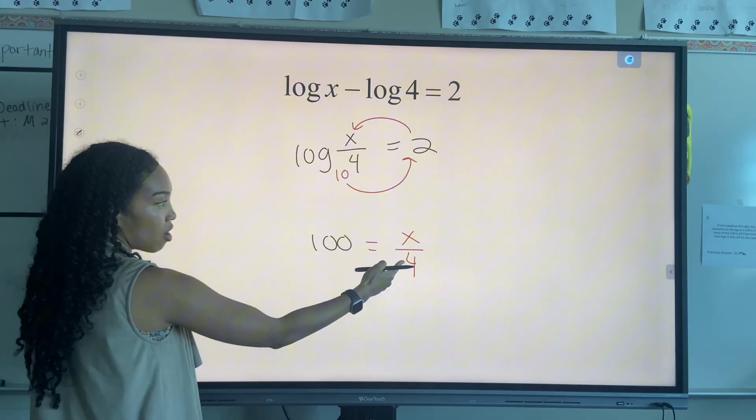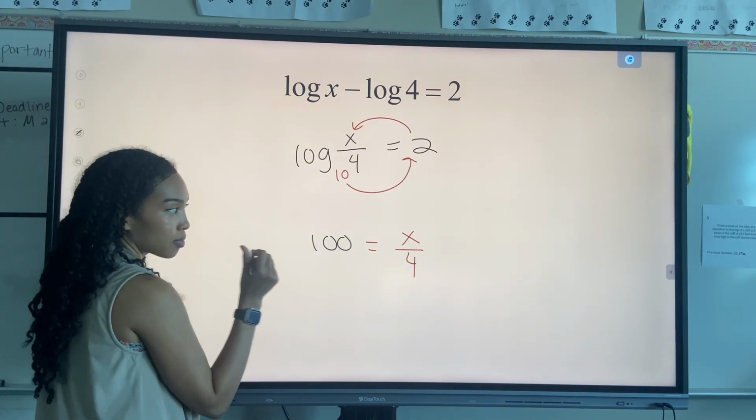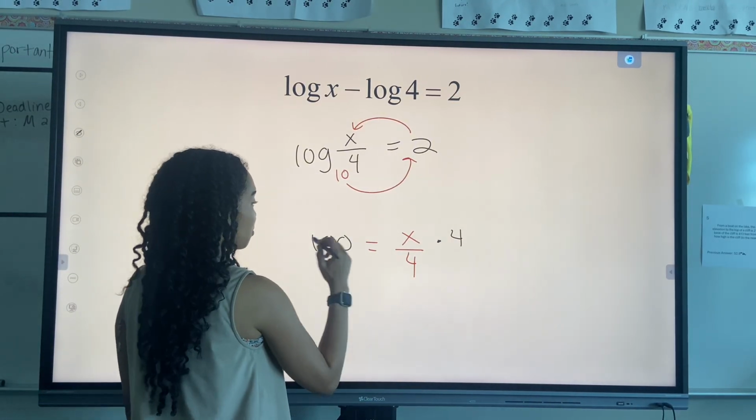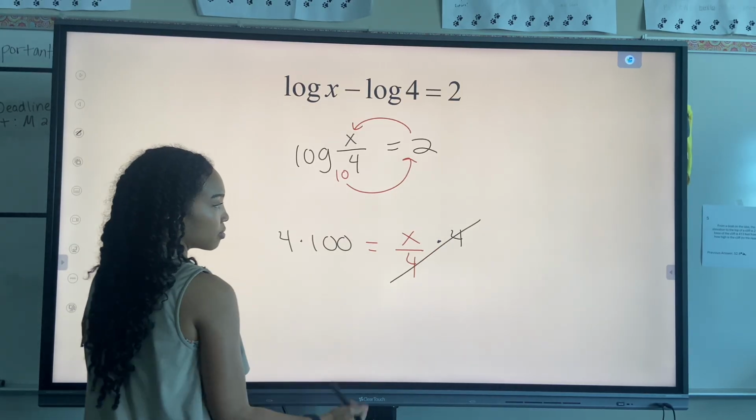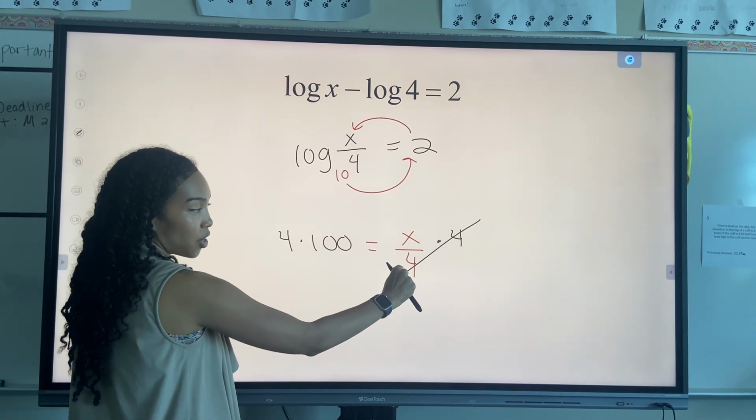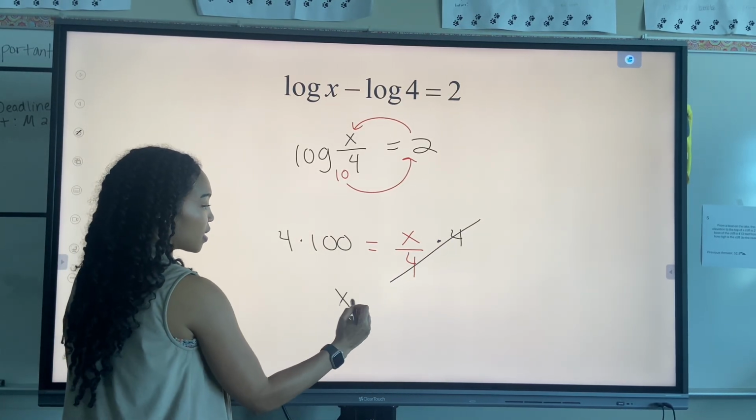And then can you guys solve? How am I going to solve for x? We're gonna put it in a calculator. You don't need a calculator. Multiply both sides by 4. This is being divided by 4, so the opposite would be to multiply by 4. So x is equal to 400.